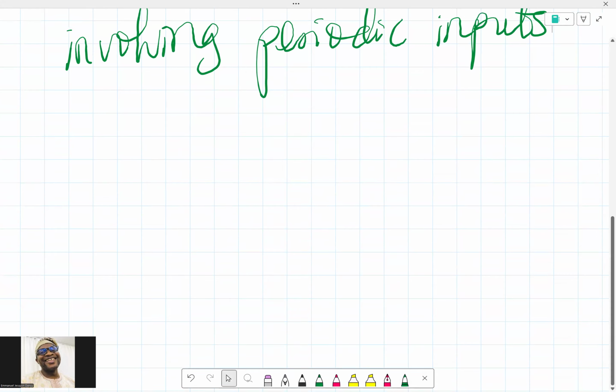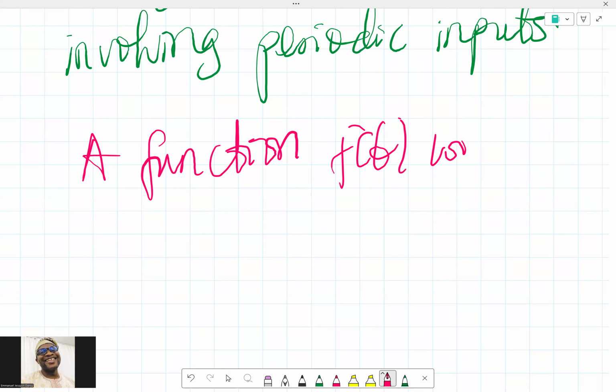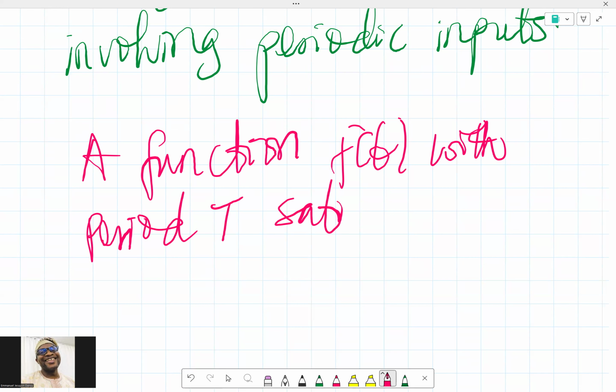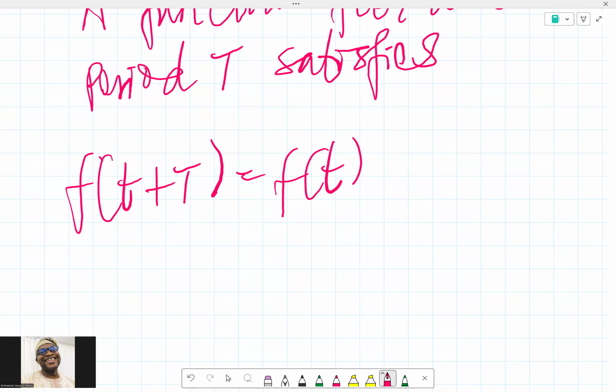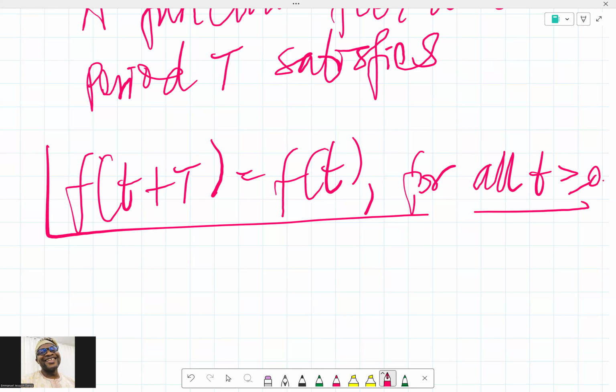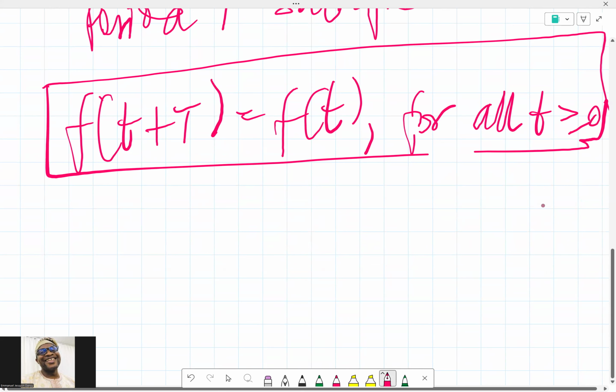Okay, so a function f of t with period T satisfies f of t plus T equals f of t. That means the function comes back to the same thing after every period T, and that happens for all t greater than or equal to 0. So this is the basic idea of periodicity. A function at t is exactly the same after a particular period, big T.